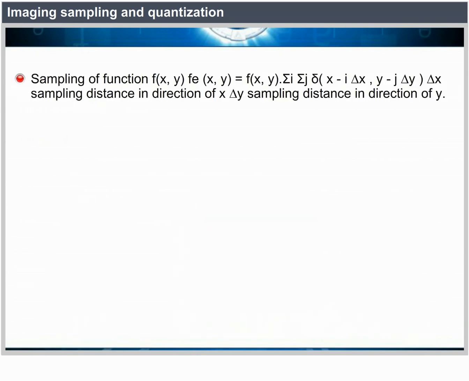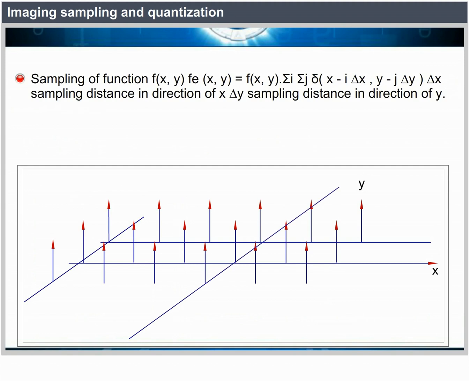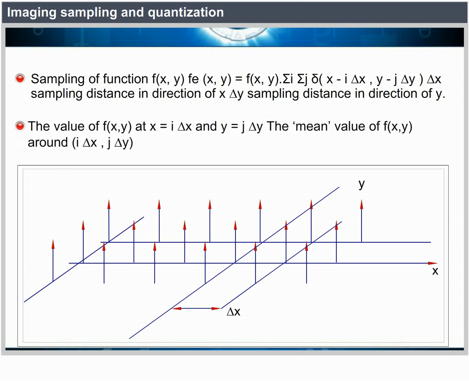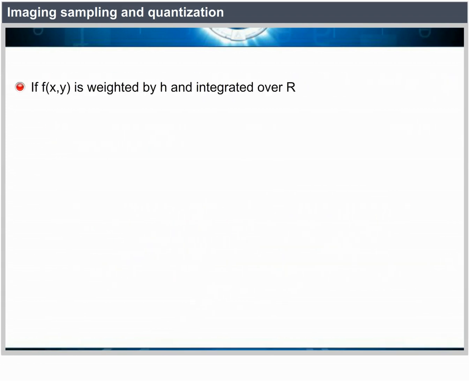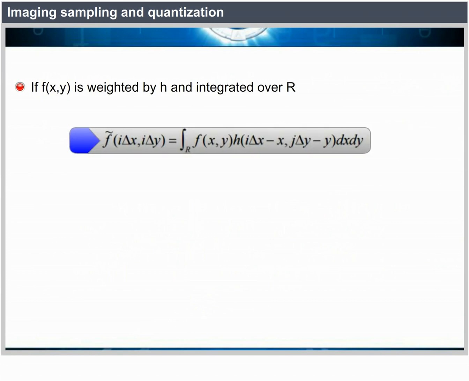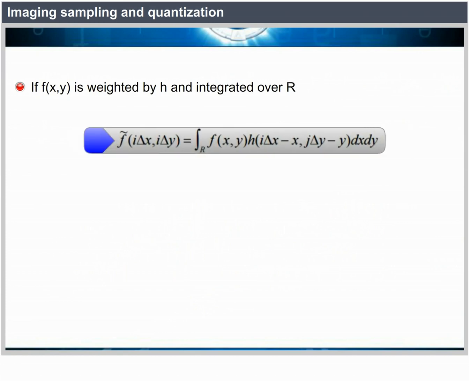Sampling of the function f(x, y): f_s(x, y) equals f(x, y) times the sum over i, sum over j of delta(x minus i delta x, y minus j delta y). Delta x is the sampling distance in the direction of x, delta y the sampling distance in the direction of y. This is the value of the function f(x, y) at x equals i delta x and y equals j delta y. The mean value of the function around (i delta x, j delta y), if the function f(x, y) is weighted by h and integrated over R, is f bar(i delta x, j delta y) equals the integral of f(x, y) times h(i delta x minus x, j delta y minus y) dx dy. Sampling distance limits lead to a reduction in resolution.